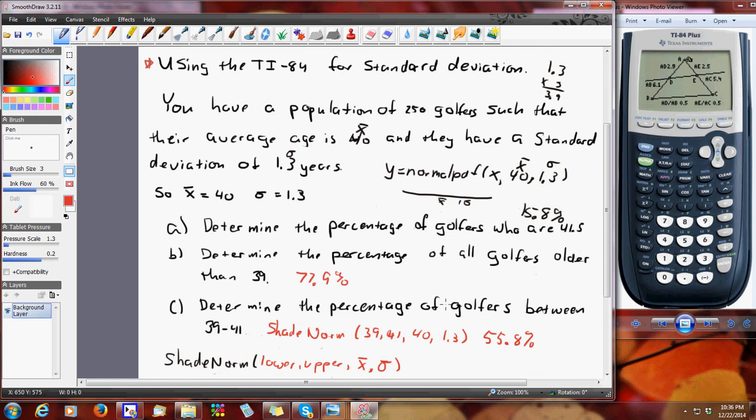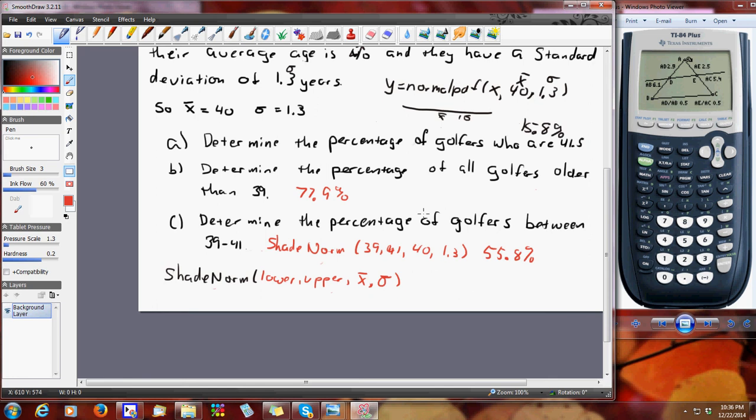The last thing I want to say is, if you want all the golfers, let's say, younger than 39, you do shade norm, and 1E negative 99 would be your lower bound. To 39, well, if you want it to be less than 39, I guess you'd have to do 38.99, and then comma, and then 40 and 1.3. My assumption is you'll probably get the complement to 77.9%. All right, I hope this works. Hope you enjoyed.